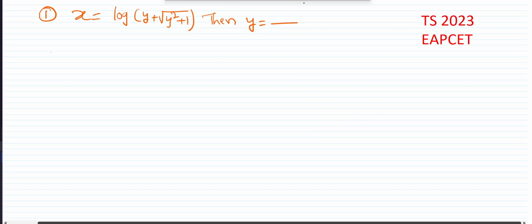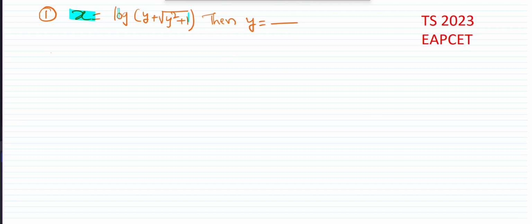This is the first problem from hyperbolic functions. Here it is given that x is equal to log of y plus square root of y square plus 1. Then y is equal to dash. So we know that the formula for sinh inverse x is log of x plus square root of x square plus 1.